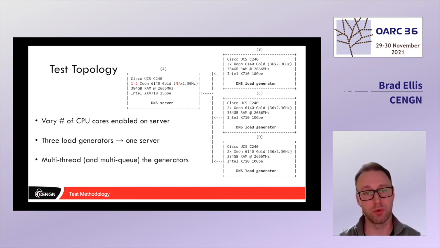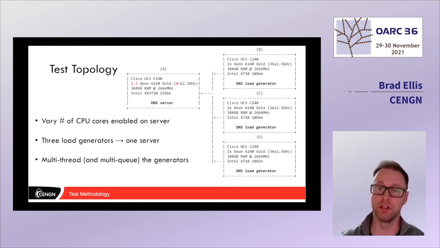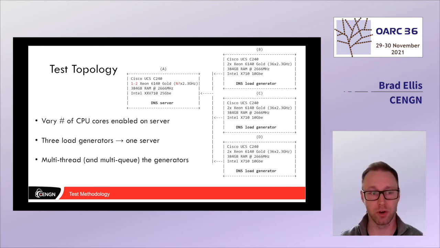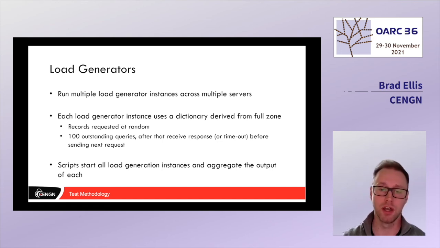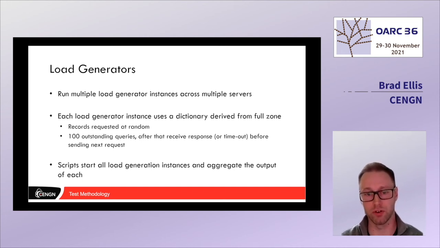As well, doing this, we wanted to make sure that since the DNS server would be multi-threaded, we wanted to multi-thread and multi-queue the load generators to make sure those weren't ever the bottleneck. We wanted to make sure it was always at one server. So on the load generators, as I mentioned earlier, we had multiple instances run across them. We use scripts to start those instances, stop them, collect the results, aggregate them, and get a final number of the number of responses we got, per second or in total.